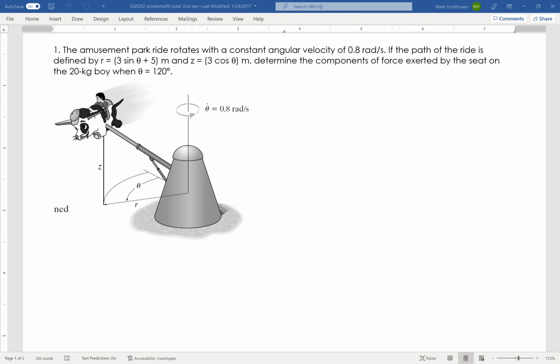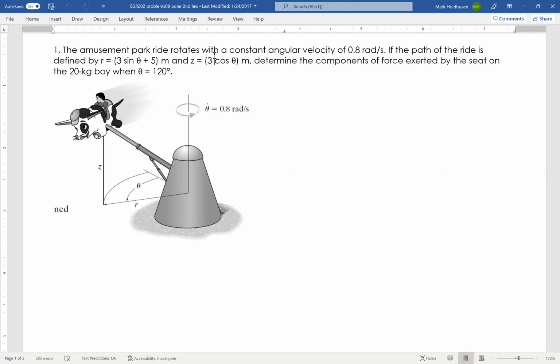Okay, so there's an amusement park ride of some sort of flying rat dog thing. Anyway, it's spinning at an angular velocity of 0.8 radians per second. The r is following a sinusoidal path as described there, and z is also following a cosine as given. So you start seeing r's and thetas and things of that nature, and you start recognizing, oh, hey, this is going to be polar coordinates. So that's what we're going to do.